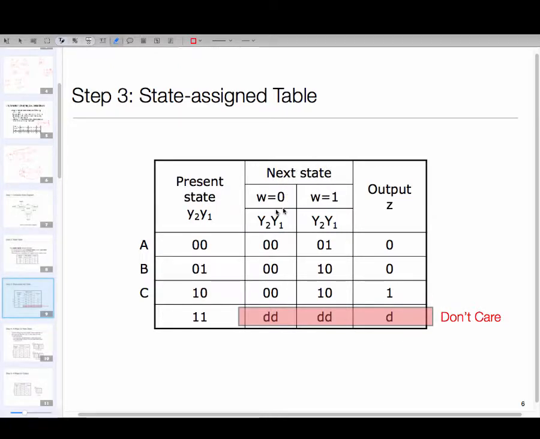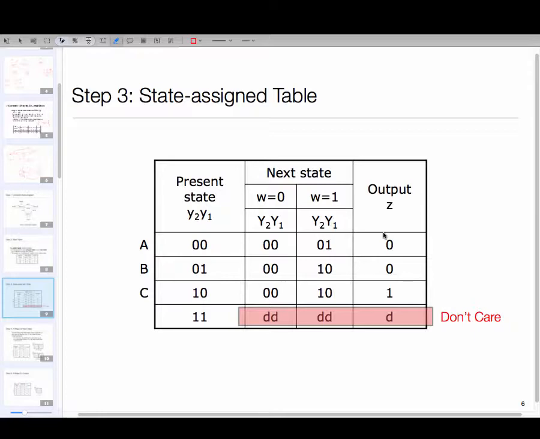And for the next state, we consider both cases. Input is 0, input is 1. We write them down. There's a bunch of don't cares, and then we write down the output. So what we really have is a combinational logic which we have to design, which takes 3 inputs, the 2 bits of state and the real input, and produces 3 outputs, the 2 next state bits and the real output. So I have to design 3 functions.